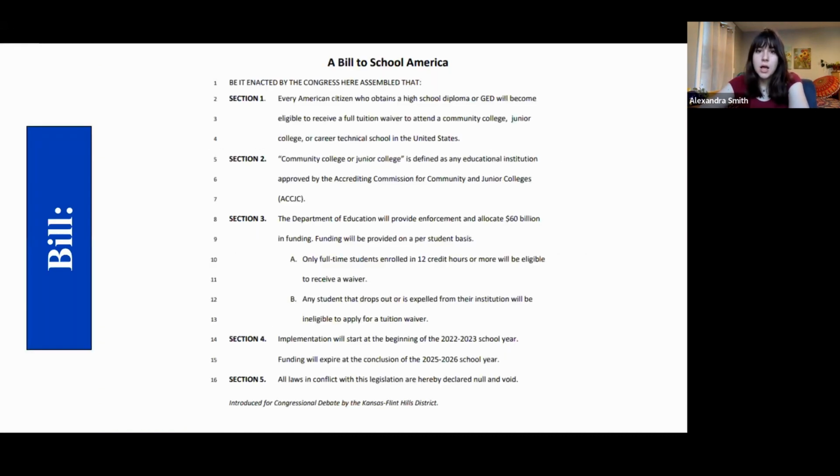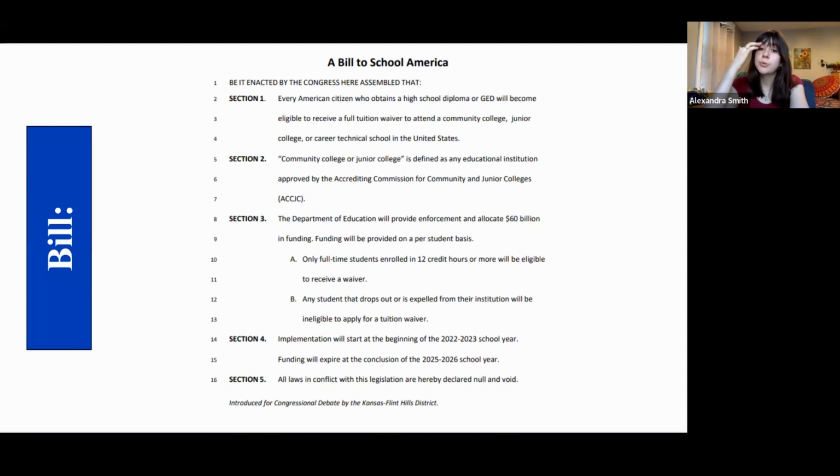Here's an example. I believe this was taken from one of the National's dockets. Section 1, every American citizen who obtains a high school diploma or GED will become eligible to receive a full tuition to attend a community college, junior college, or career technical school in the United States. That's stating exactly what the policy is. It's telling you what's happening. Section 2, community college or junior college is defined as any educational institution approved by the Accrediting Commission for Community and Junior Colleges. That's giving you the definition of any ambiguous terms within the first section.